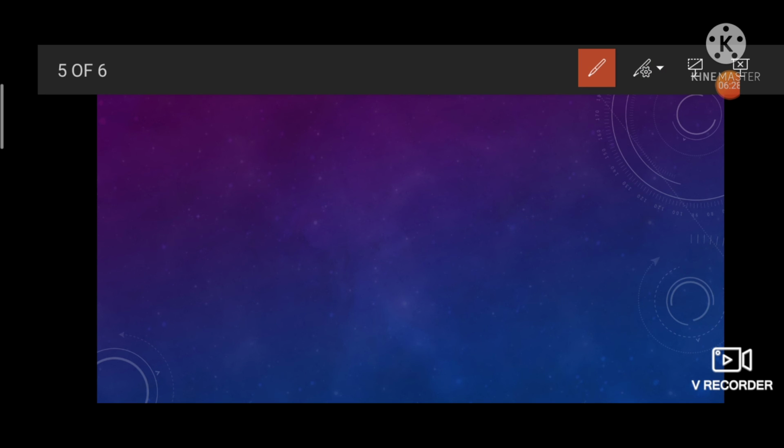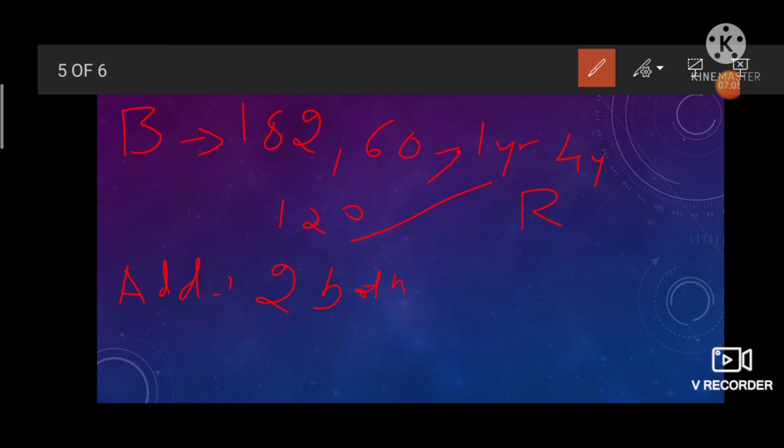Now let's take a brief overview. In the basic condition, overall the condition is 182 days, or 60 days plus 1 year out of 4 years, or less than 182 days and more than 120 days. These conditions are for a resident. We'll call him a resident. But if he wants to be an ordinary resident, then he should fulfill both conditions: 730 days in the previous 7 years, and out of 10 years he should stay for 2 years in India. If he does not fulfill both conditions, he is not an ordinary resident.